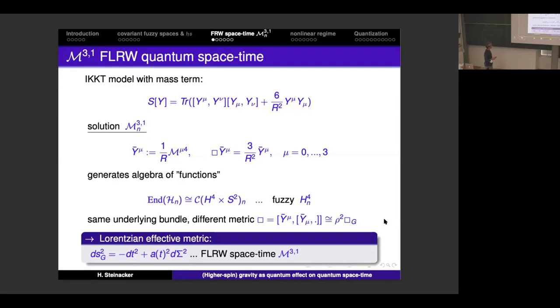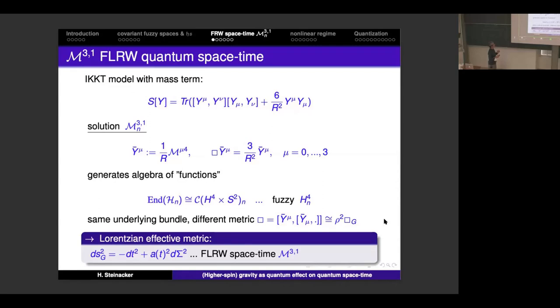And in fact, I claim that these generators, even though there are only 4, still generate the full algebra of functions on this representation, so the full endomorphism algebra on this representation. So they generate the full algebra of functions on this bundle. And it's the same geometric space as the fuzzy hyperboloid I was talking about before. So it's really the same geometry, but realized through different embedding functions, if you like. I will explain this a bit more geometrically in a second.